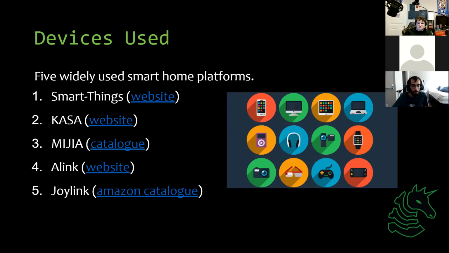So real quick, they used 5 whole platforms. They used SmartThings, and the website is linked there, so you'll be able to get that if you're interested. Then they used Casa, Mihia, A-Link, and Joylink. Interestingly, Mihia and Joylink didn't even have websites. I could only find them through their Amazon catalogs, which was interesting.